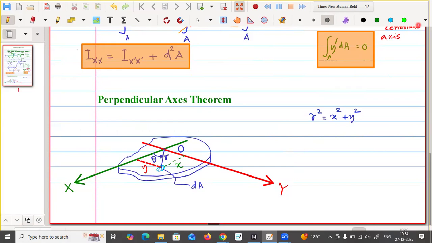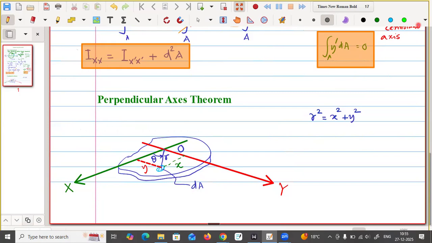That is basically theta. It is also called the azimuthal angle. So anyway, theta. We can define this, so that is r, and r square is equal to x square plus y square.